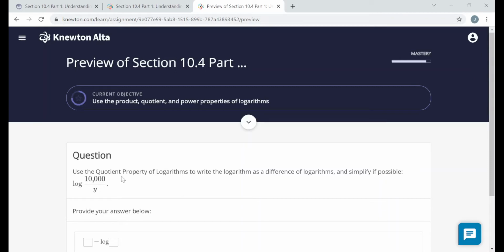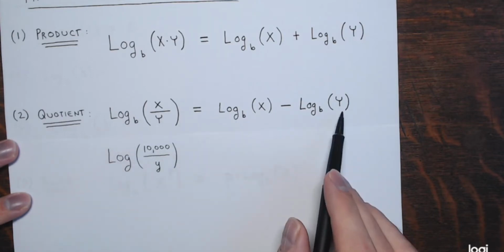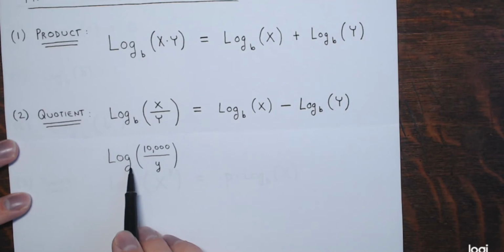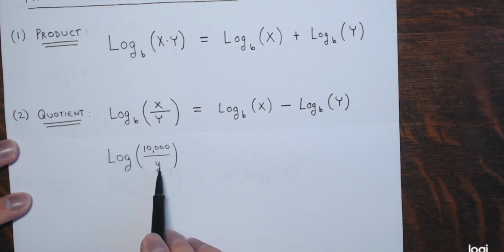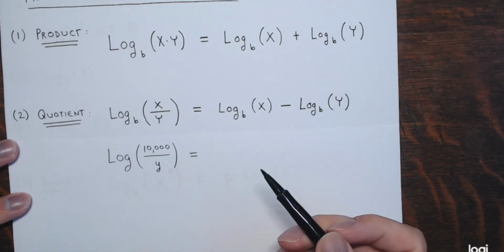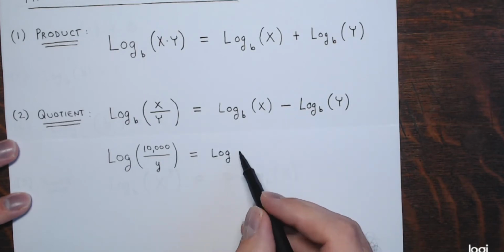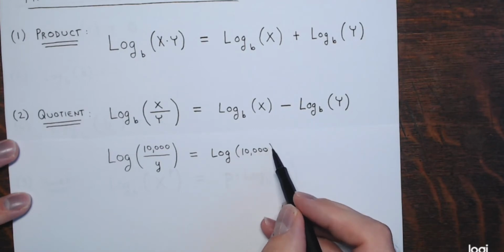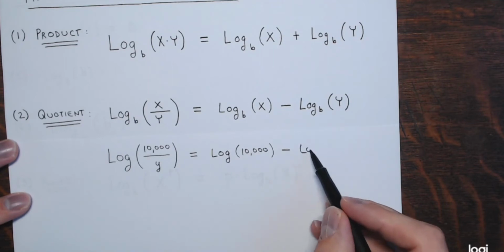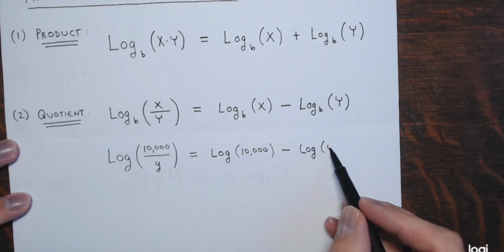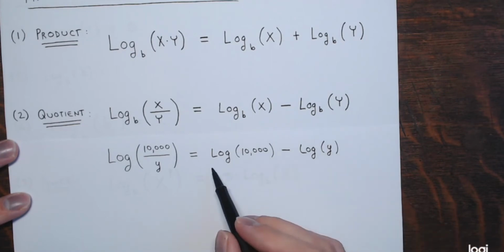And once again, we're asked to use the quotient property to rewrite. Now remember, the log of a quotient, the log of a fraction, can be rewritten as the difference of logarithms, the log of the numerator minus the log of the denominator. So here's the quotient property again. I have the log base 10 of a fraction, 10,000 divided by y. So I'm asked to write this as the difference of two logarithms. The log base 10 of the numerator, of 10,000, minus the log base 10 of the denominator of this fraction, lowercase y. And then simplify if we can.